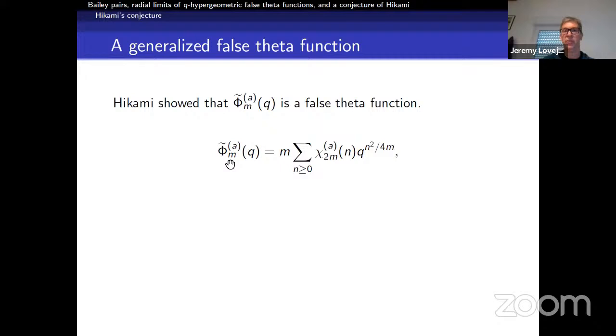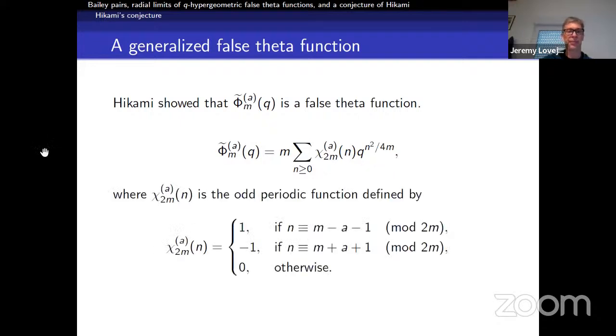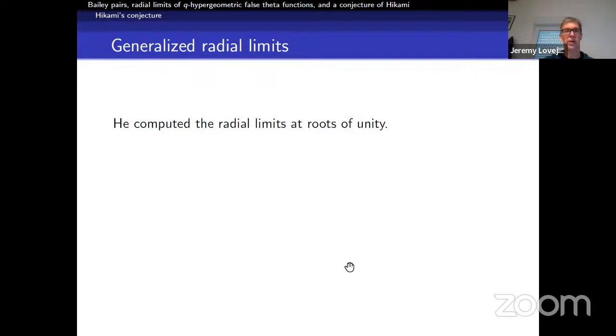So this Q hypergeometric multisum, so there's this m again, is equal to the sum, so a similar sum, chi sub 2m superscript a of n, q to the n squared over 4m. And here we just have a different odd periodic function. So this reduces when a equals 0 to the odd periodic function we had before. So this is 1 if n is congruent to m minus a minus 1 mod 2m, minus 1 if n is congruent to m plus a plus 1 mod 2m, and 0 otherwise. Okay, so again, it's a false theta function.